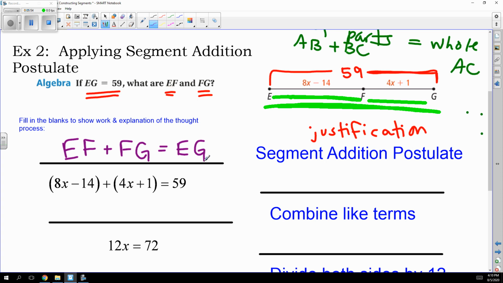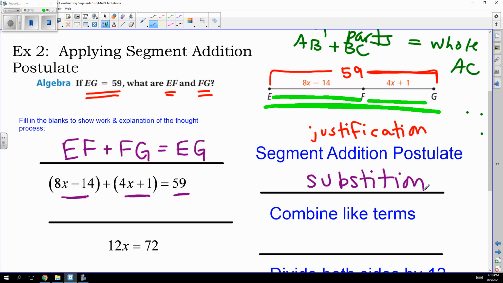And then what I've done here is I've taken the information from the picture. For EF, the length was 8x minus 14. And for FG, the length was 4x plus 1. And we know that we were given that the length of EG was 59. So I essentially just substituted in the information. So we're just going to say that I use substitution. And what I'm really trying to do here is kind of get you ready for chapter 2 way in advance. So justifying what we're doing is a good idea.